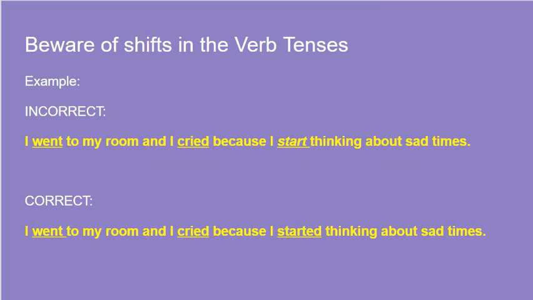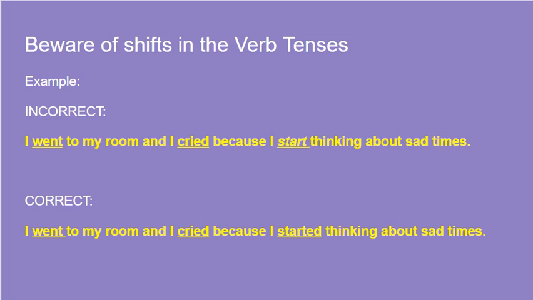So we want to be aware of shifts in the verb tenses as this standard instructs us to do. You've learned about verb tenses in your past grades, grades 1 through 7, and at this point in time you really need to be aware of them and you need to correct them. So the first example is incorrect. I went to my room and I cried because I start thinking about sad times. That's not correct. It doesn't feel correct.